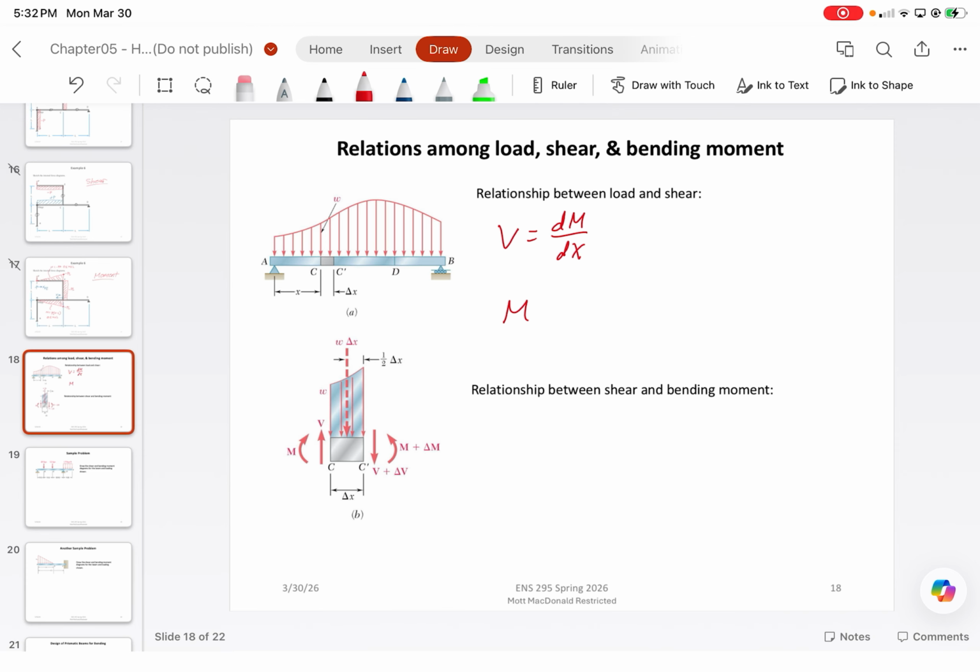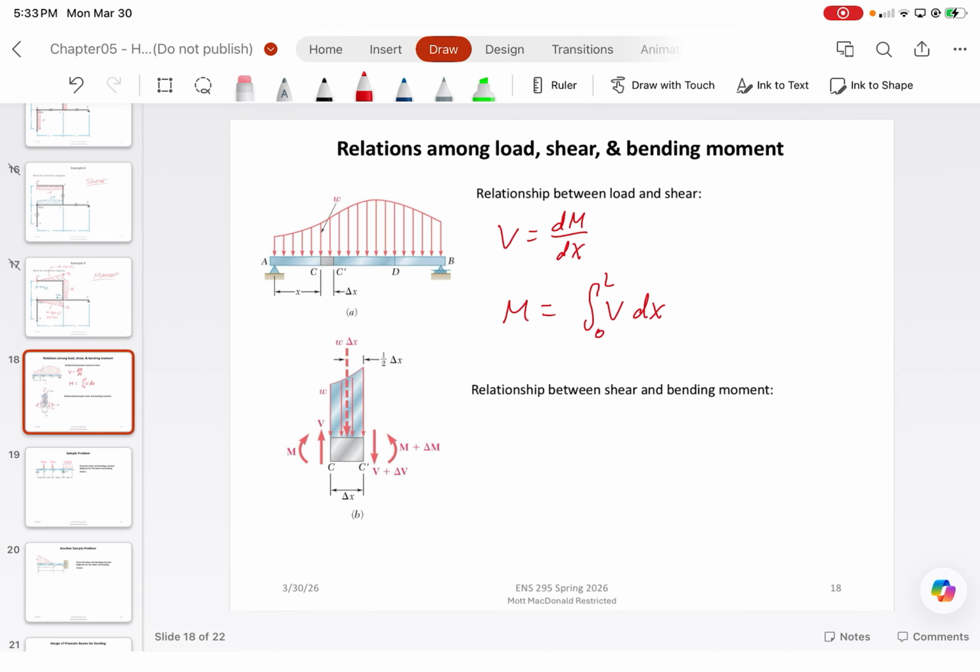I just want to make sure that I captured everything on this slide. So, what does this ultimately mean? It means that the area underneath the shear force diagram is equal to the bending moment up to that point.